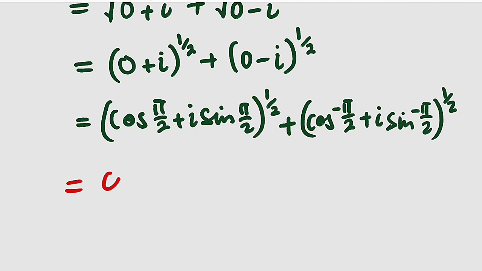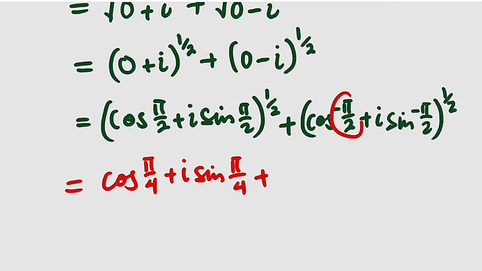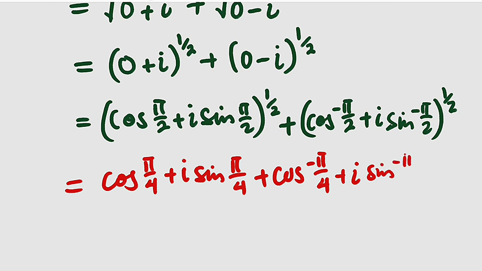This is equal to cosine of what? Pi over 2 times 1 over 2, which is the same thing as pi over 4. Then plus i sine of pi divided by 4. We do the same thing here. We take this, we multiply by this, that will give us negative pi divided by 4. So we have cosine of negative pi divided by 4 plus i sine of negative pi divided by 4.